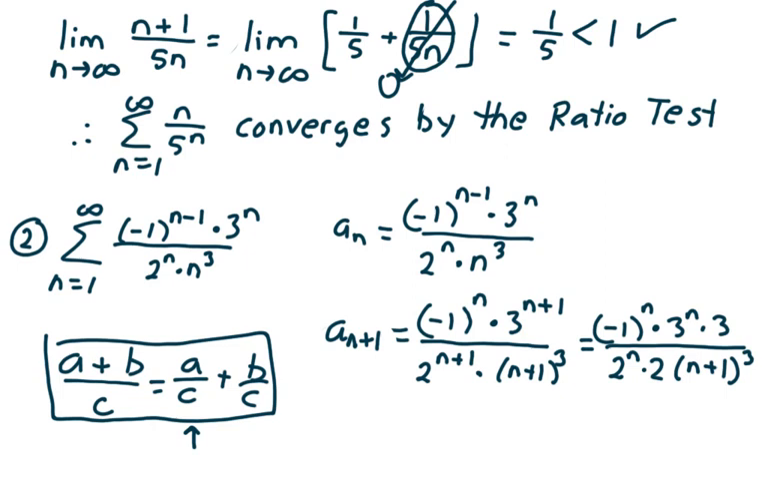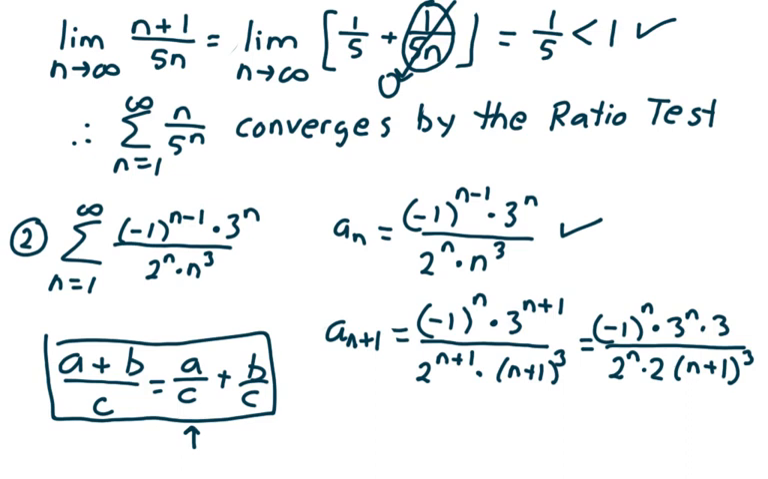Let's take a look at number 2. Suppose we have the summation from n equals 1 to infinity of negative 1 to the n minus 1 times 3 to the n divided by 2 to the n times n to the third. So a sub n is negative 1 to the n minus 1 times 3 to the n divided by 2 to the n times n to the third.